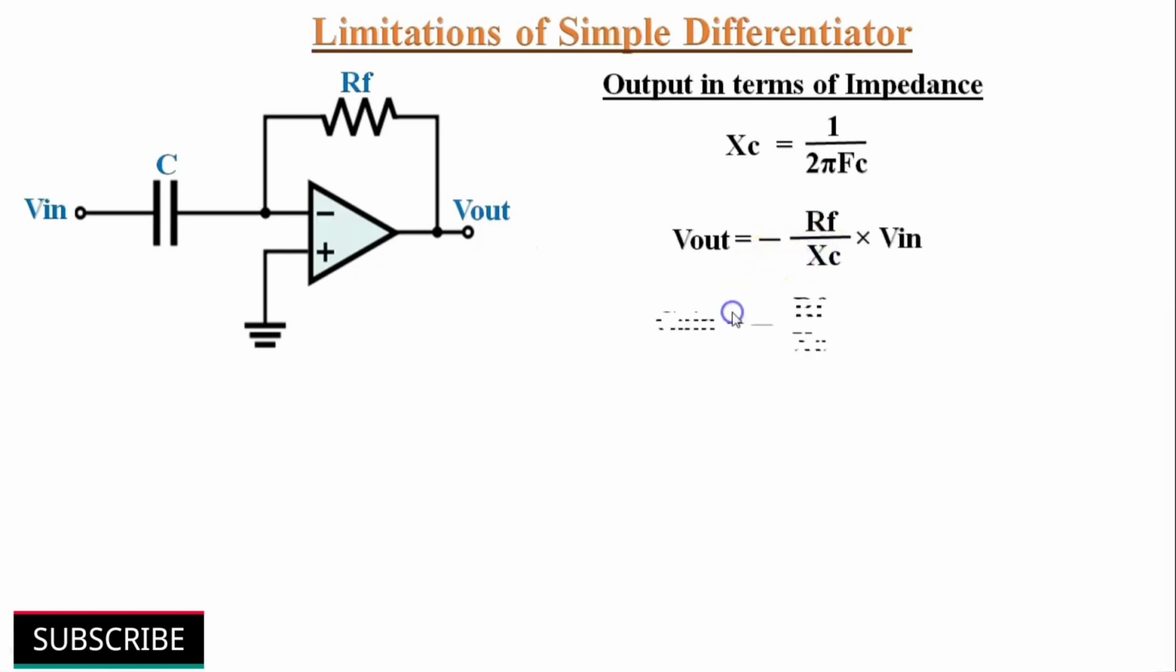Here the gain of the circuit equals minus Rf by Xc. This can be expressed as minus Rf multiplied by 2 pi Fc. Therefore, from this expression, we can say that the gain of the differentiator circuit is directly proportional to the input signal frequency. So, if the input signal frequency increases, the gain of the differentiator will also increase.